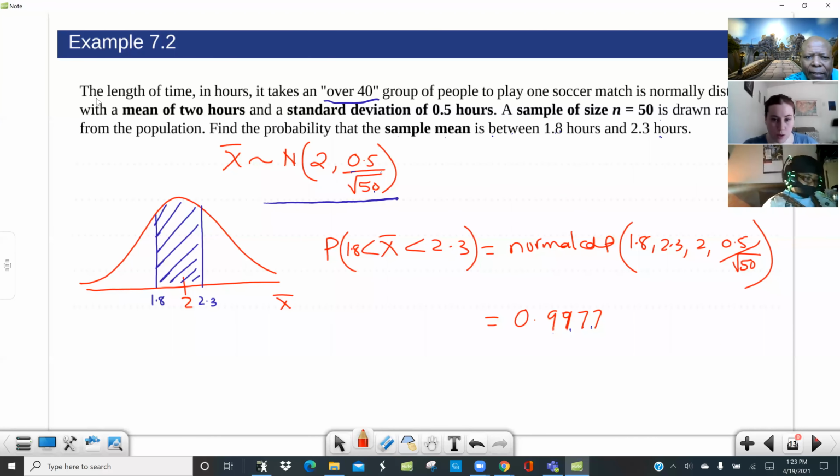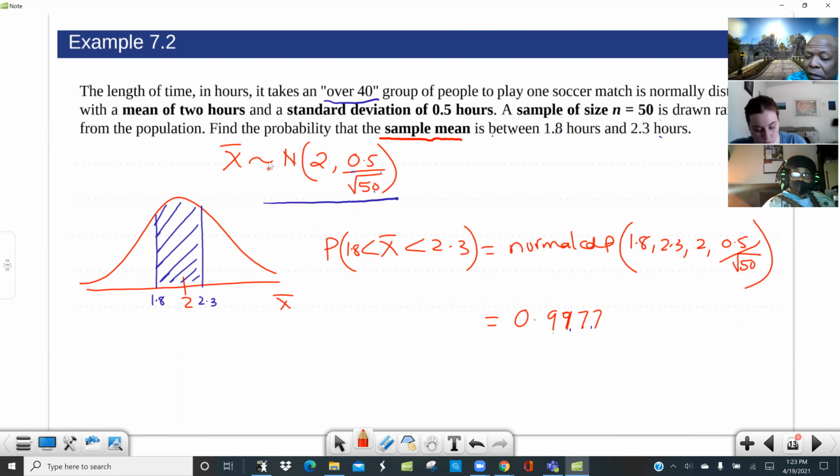Okay. The length of time in hours it takes an over 40 group of people to play one soccer match is normally distributed with a mean of 2 hours and a standard deviation of 0.5 hours. We take a sample size of 50, find the probability that the sample mean is between 1.8 hours and 2.3 hours. So what you do is you try to describe the normal distribution that you want.